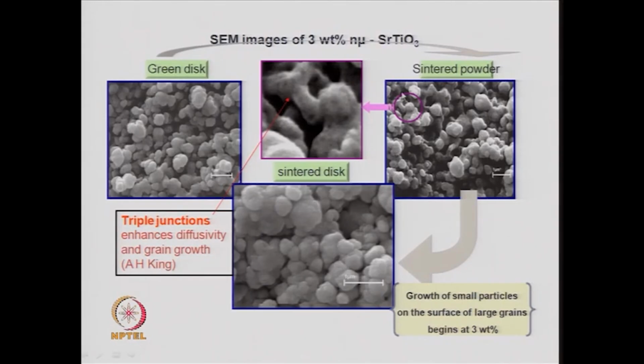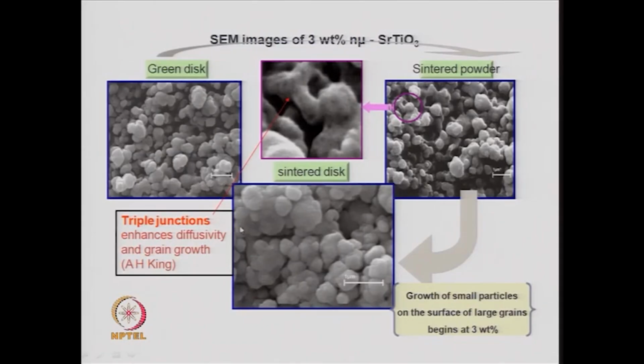So, one thing is what we saw even in barium titanate, there is increase in grain growth due to addition of nanoparticles. Here also you see an enhancement in diffusivity and grain growth, which can correspond to the presence of these triple junctions, and the theory has been worked out by Alan King, and there are several references and books in which this kind of enhancement of diffusivity where triple junctions are obtained are known.